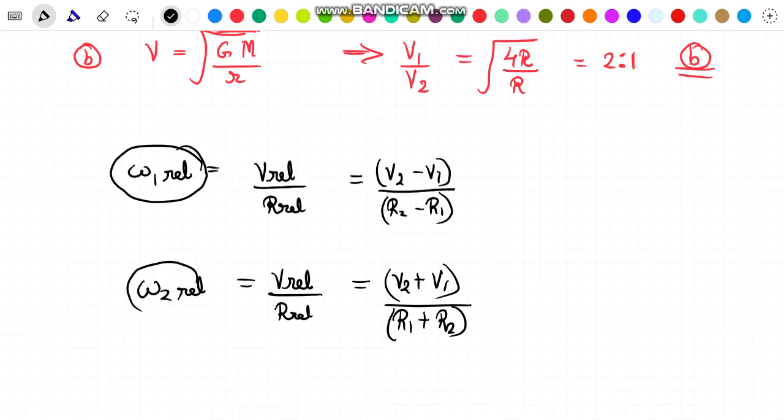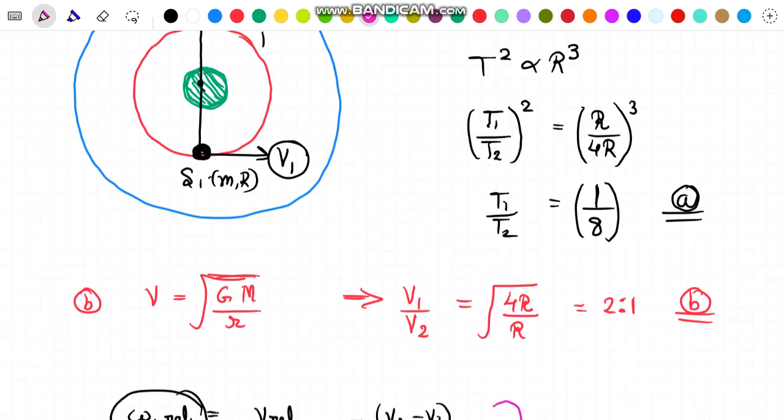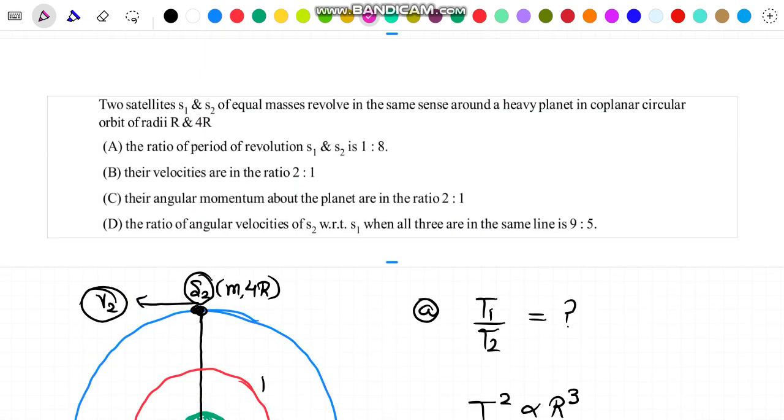Now we can find this ratio by substituting the values of v1 and v2 as well as r1 and r2. This ratio on simplification comes out to be equal to 9 by 5. That is option D. The ratio of angular velocities of S2 with respect to S1 when all three are in the same line is 9:5.